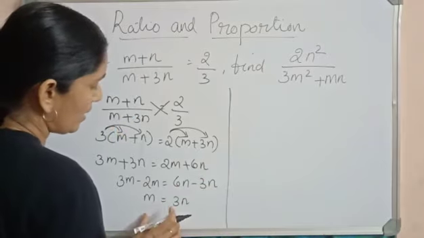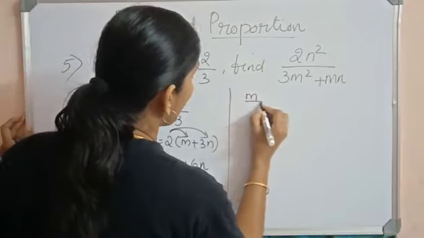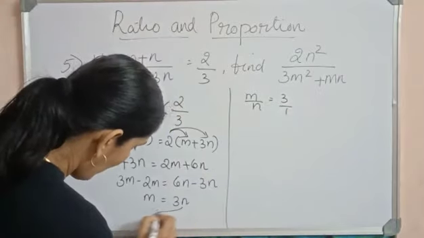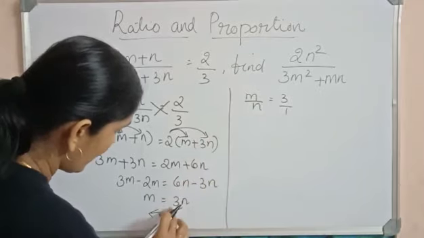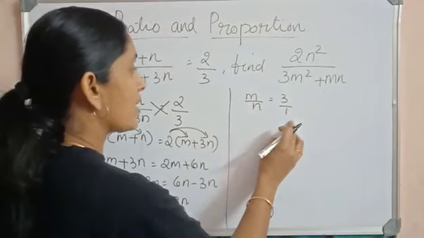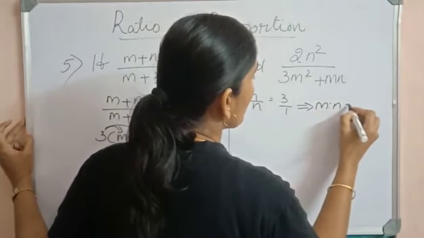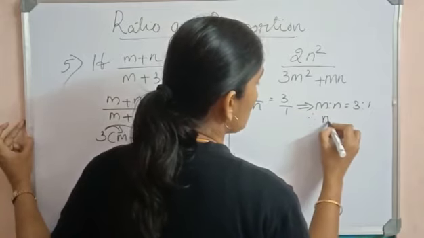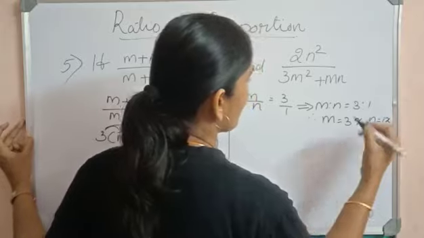Now let's find the ratio m by n or m is to n. m by n is equal to 3 by 1. Bringing n to the denominator here, this will be m by n, and here it is 3. 3 can be written as 3 by 1. This implies m is to n is equal to 3 is to 1. Therefore, m is equal to 3x and n is equal to 1x.